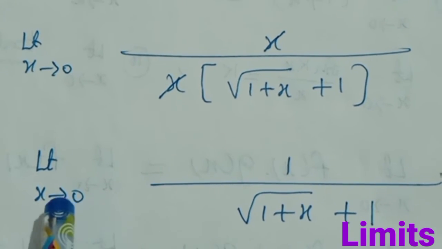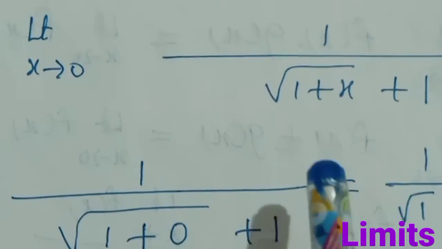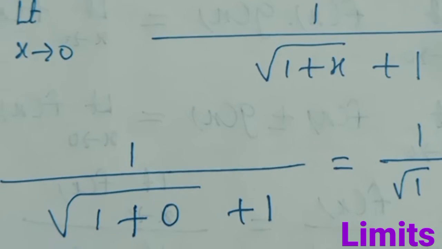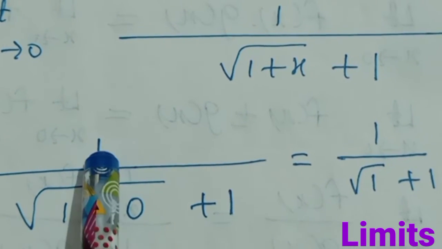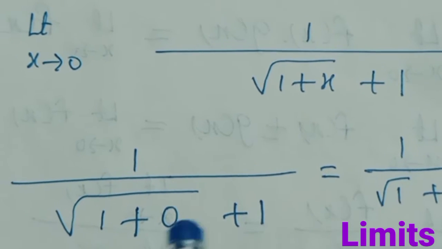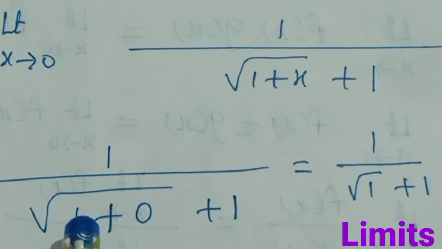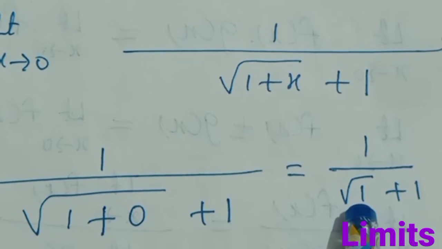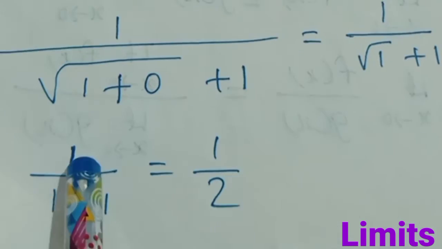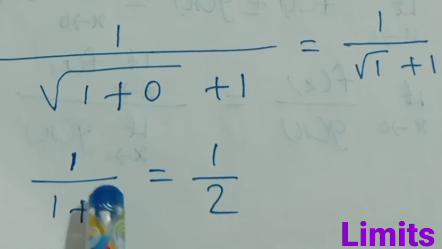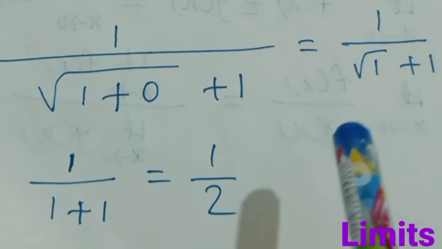Now here we apply x equal to 0 in this one, we get 1 by square root of 1 plus 0 plus 1. Here numerator value is 1 and denominator value is square root of 1 plus 0, that is square root of 1, plus 1. Now finally we get 1 by 1 plus 1. So final answer is 1 by 2.